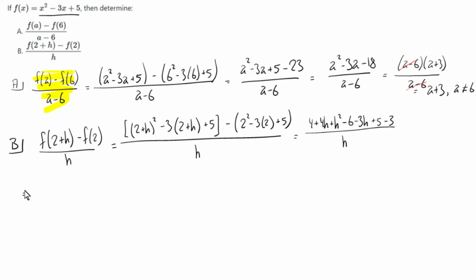We can now combine like terms. We have one h squared term in the numerator. And then we have 4h minus 3h, that's just h. And then we have 4 minus 6 is negative 2, plus 5 is 3, minus 3, so that's 0, that actually disappears completely. And then in the denominator we have h.